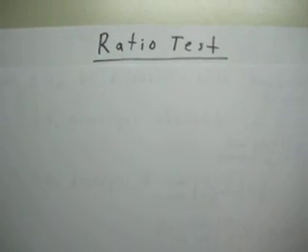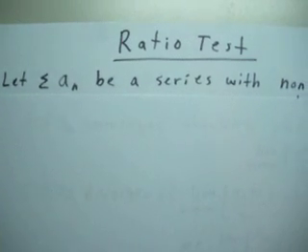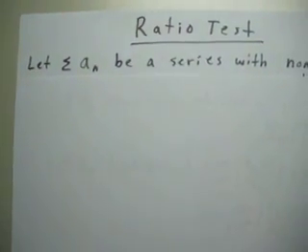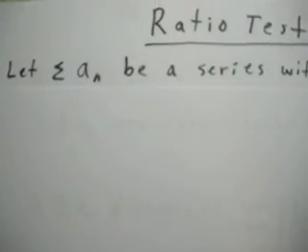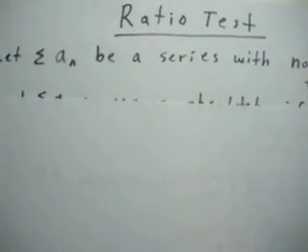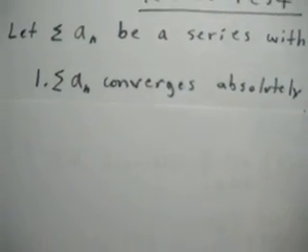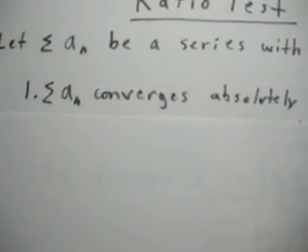Okay, this time we're going to be covering the ratio test. This is how it's defined. You let your series a_n be a series with non-zero terms. That's your first condition. And once you have that, these are your rules for the ratio test.